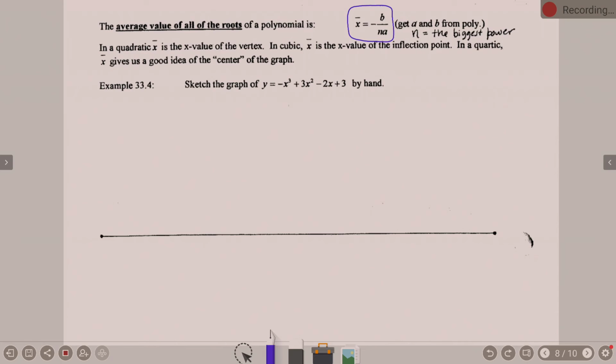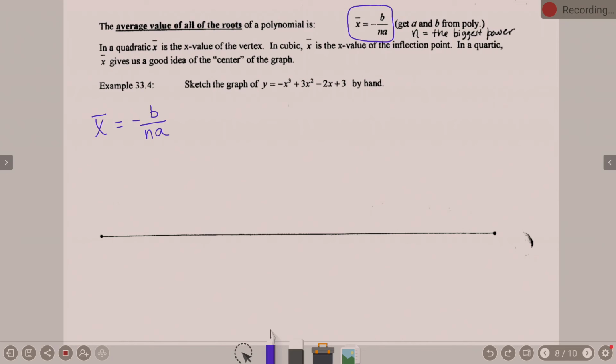So, with that information in hand, we're going to sketch the graph of y equals negative x cubed plus 3x squared minus 2x plus 3 by hand. Now, we've done a lot of sketching by hand when we're provided zeros, but we're going to do this a little differently this time. Okay? So, obviously, I just introduced the idea of x bar, didn't I? So, guess what we're going to use? We're going to try and use x bar here. So, x bar is negative of b over N A.